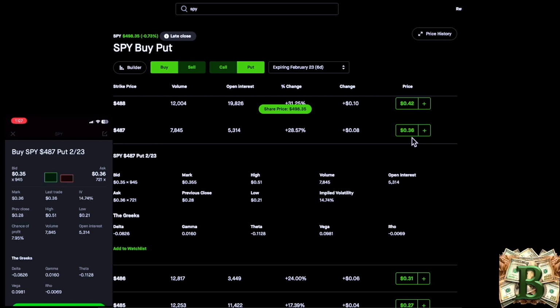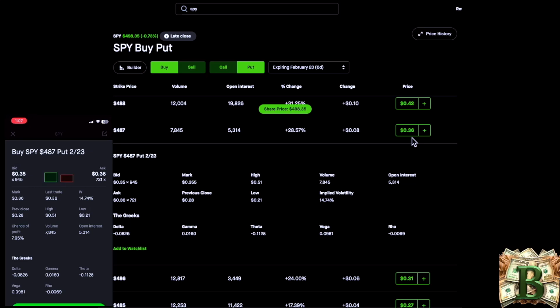But again, just like I was talking about with calls, remember, each contract represents 100 shares. So you have to take that 36 cents and multiply it by 100. The premium per share is 36 cents, but you have to multiply it by 100 because all contracts represent 100 shares. So it's $36 per contract, right?